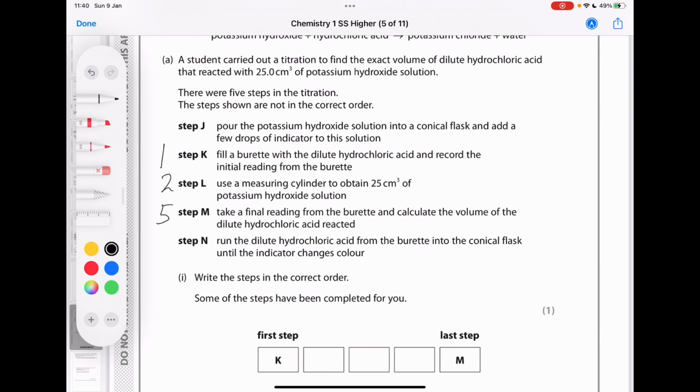Then, once I've measured out my potassium hydroxide, I need to pour that into the conical flask and add the indicator. So step J must be step 3. Then they've missed out the step of put the conical flask under the burette. So the next step is going to be to add the hydrochloric acid into the conical flask until the indicator changes colour. So step N is step 4. And then step 5, step M, is to take the final reading from the burette, which is the last one. So that all makes sense. So I should have step L, and then step J, and then step N.